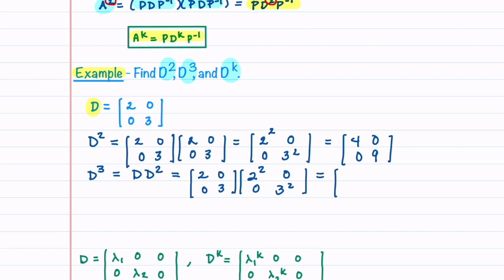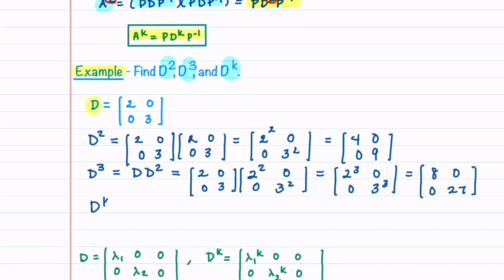When we multiply these two matrices, we end up with a 2 cubed, a 0, 0, and then a 3 cubed. And then we can go ahead and write down what that is. So this is going to be an 8, 0, 0, and 27. Using the same structure, we can see that D to the k is going to be just like this matrix D cubed, except now instead of a 3, we're going to have a k, and we have 2 to the k, 0, 0, and then 3 to the k.